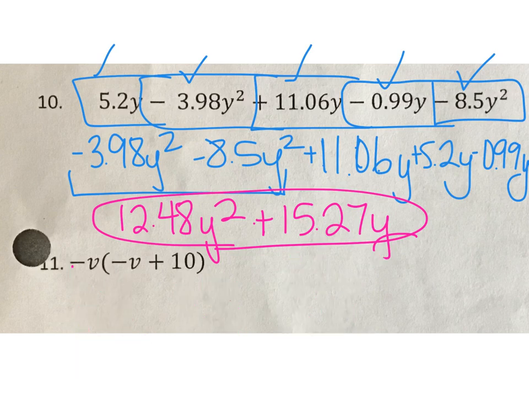So in number 11, we've got to distribute. So we've got negative v times negative v, which remember v times v is going to give us v squared. And then negative 1 times negative 1 is going to give us positive 1. So we get v squared. And then negative v times positive 10 gives me negative 10v. V squared and v cannot be combined, so those are not like terms.